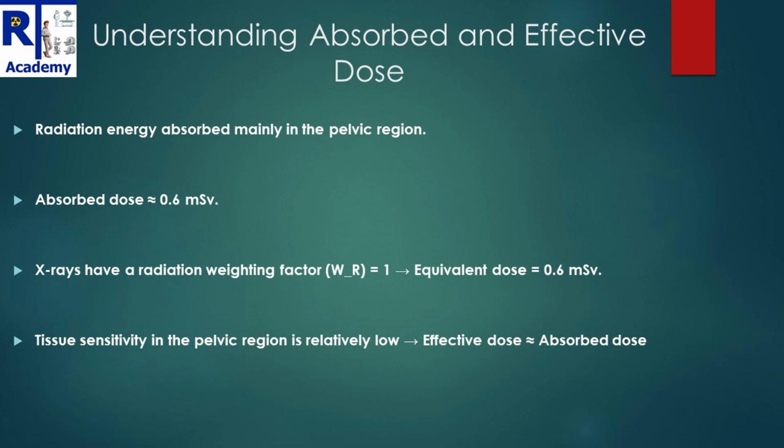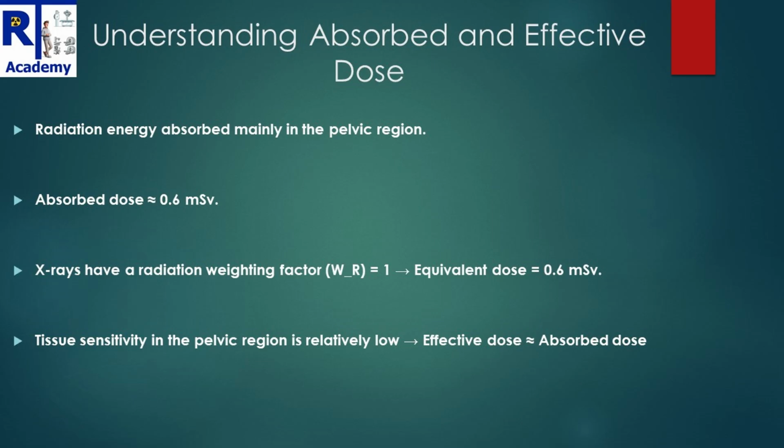Practical example for dose understanding. To better understand the difference between dose types, let's compare two situations. Pelvic X-ray. In this case, radiation energy is absorbed only in the pelvic region. The absorbed dose is usually around 0.6 millisieverts. Since the type of radiation is X-rays with a radiation weighting factor of 1, the equivalent dose is also 0.6 millisieverts. Because only the pelvic area is exposed and its tissue sensitivity is relatively low, the effective dose remains roughly the same.